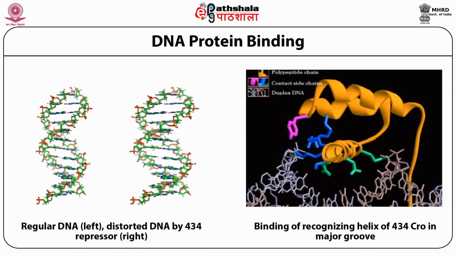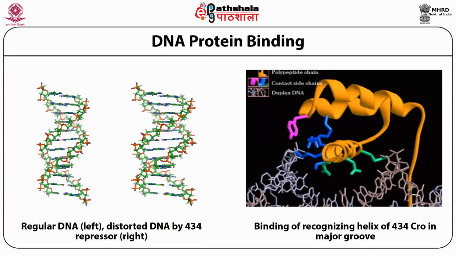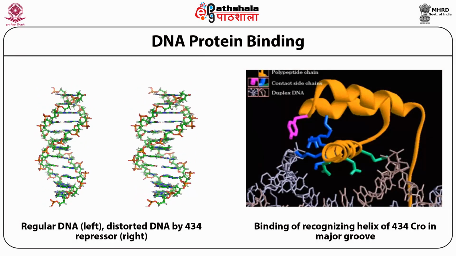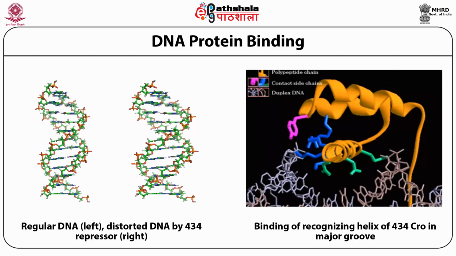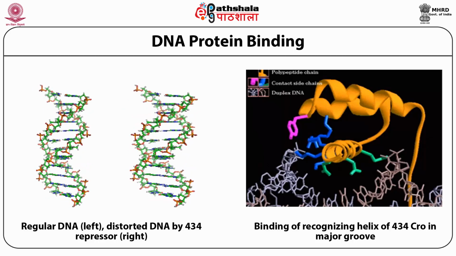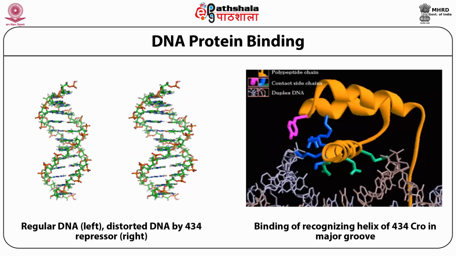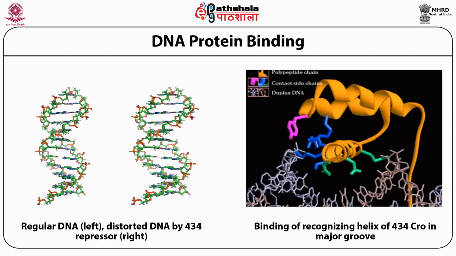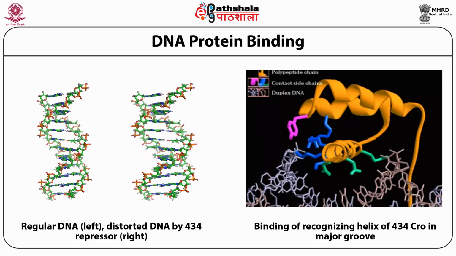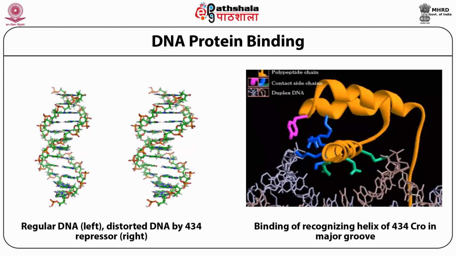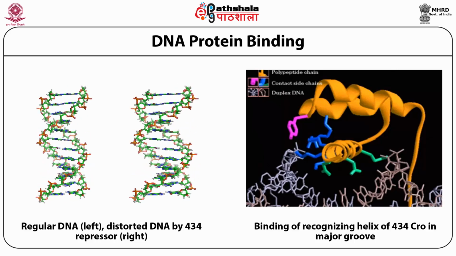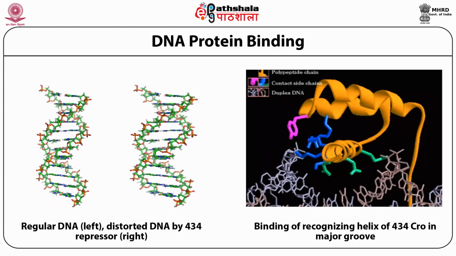We show in this picture, on the left, a normal B form of DNA, and on the right of that is a DNA structure after binding of 434 repressor, and you find narrowing of the minor groove and widening of the major groove in this picture. The right picture shows how the recognizing helices, shown in green and blue, bind in the major groove.